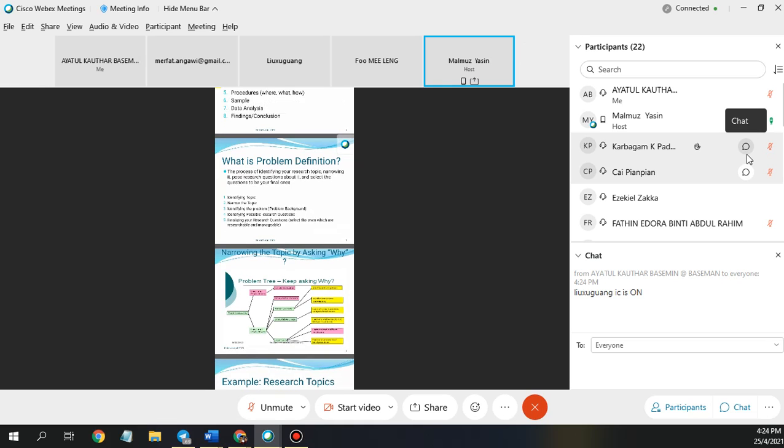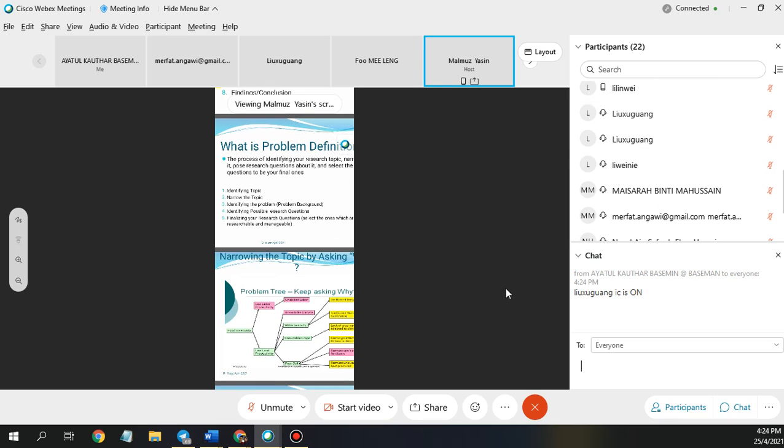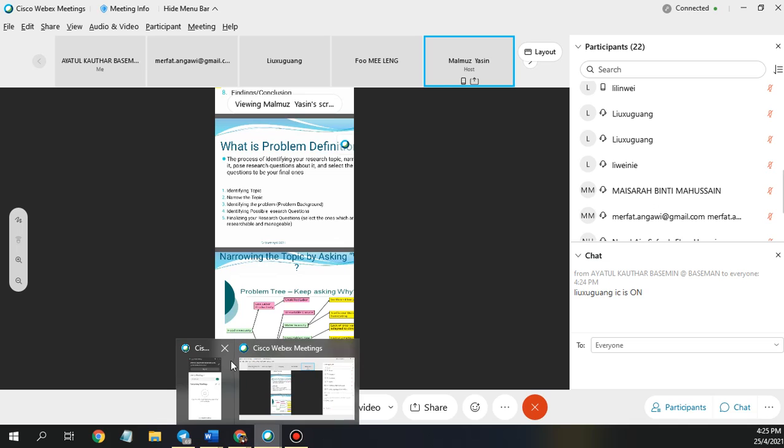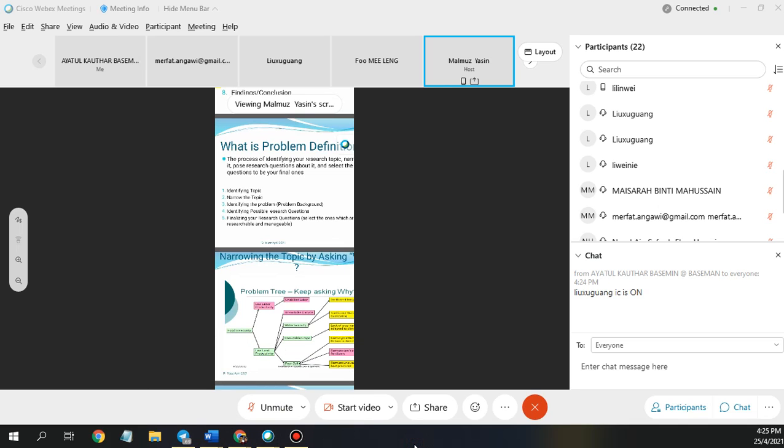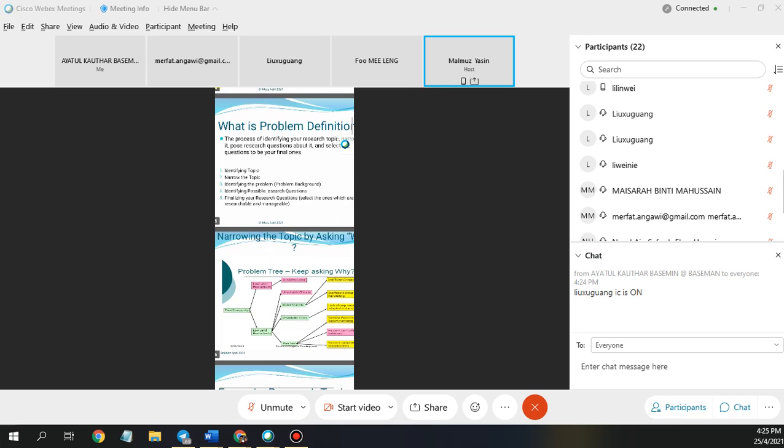Okay, so I'm talking about the problem definition. The problem definition itself consists of at least 5 steps: identifying the topic, which is the variable, the one that you are trying to work on, and then you narrow the topic. Narrowing the topic means that, let's say, motivation is your interest. Then what motivation? Staff motivation, leader motivation. So you identify the topic.